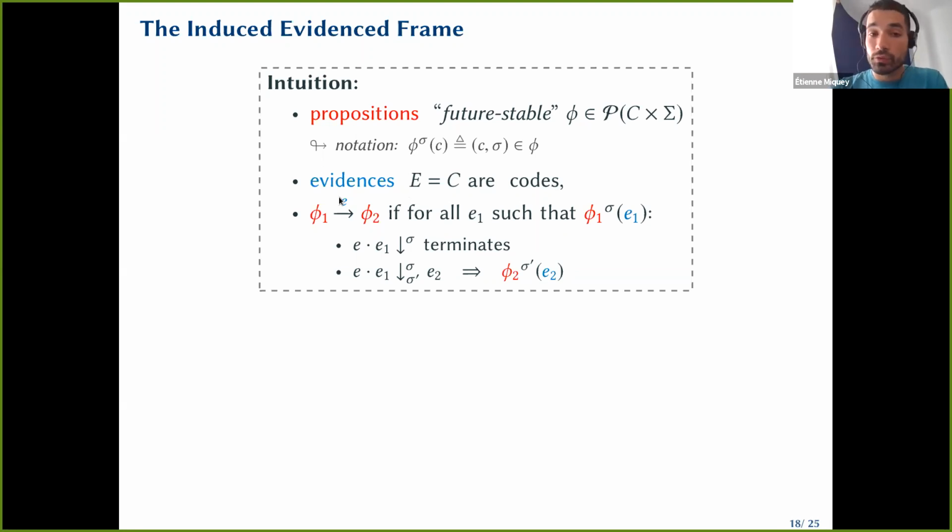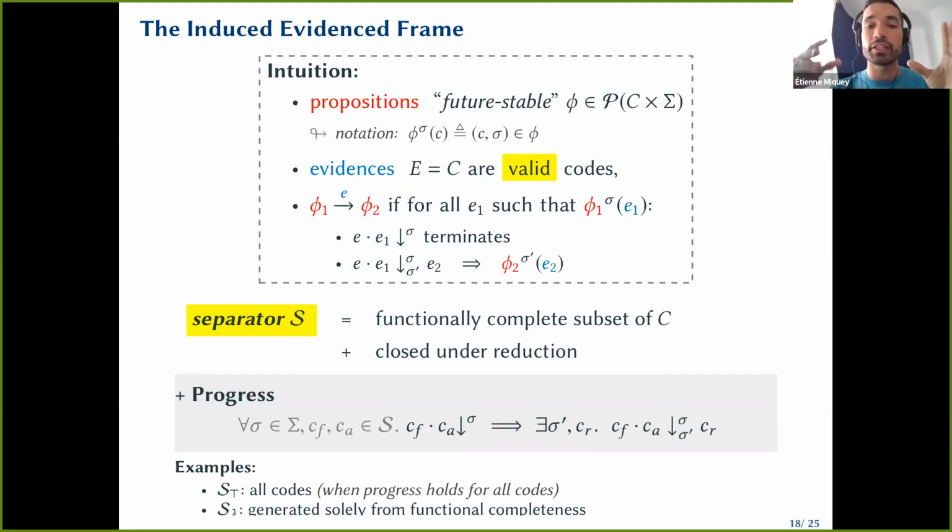But this is almost true. There are two subtleties we have to take into account. The first one is we want to only consider what we call valid codes. That is, we don't want to have codes like fail we had before that are never reducing. And to that end, we can define what we call a separator, which plays the same role as in implicative algebras. So it has to be a functionally complete subset of C, meaning we have, again, a functional completeness requirement satisfied, and it has to be closed under reduction, plus a new requirement, which we call progress, which says that if something is terminating, then it has to reduce, okay? So fail is precisely an example of a code which is not satisfying progress.